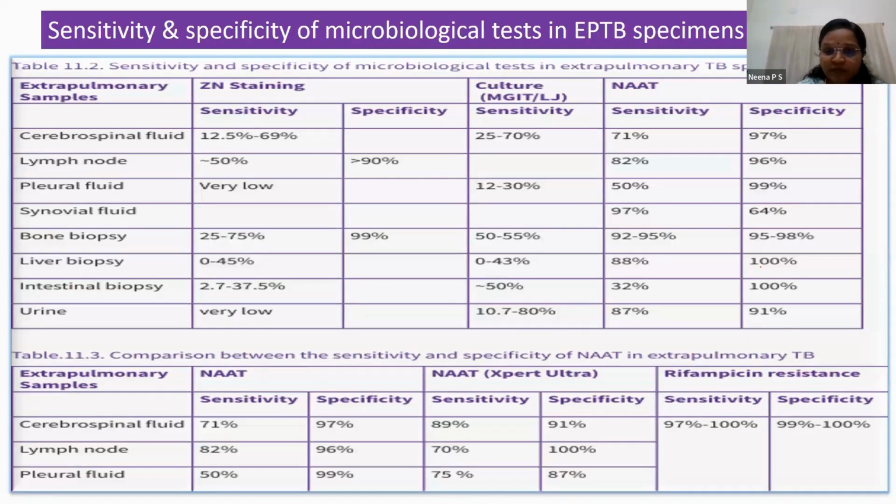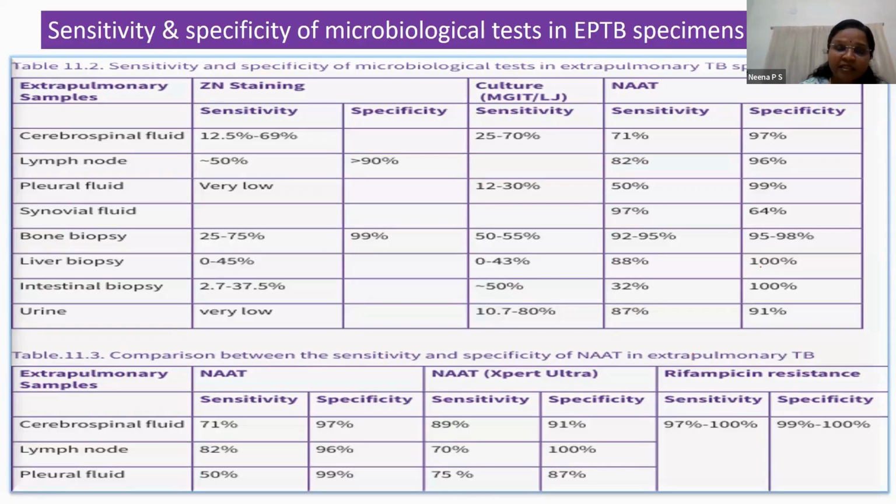Now, you should also be very careful while interpreting the test results of EPTB specimens, because the sensitivity and specificity of the various tests are different. You can see that for CSF, the sensitivity of the smear examination is only 12.5%. But the NAT sensitivity is a bit higher, around 71%. Specificity is very good for almost all the specimens. We can also see that for the intestinal biopsy, if you take a colonoscopic biopsy, the NAT sensitivity is only 32%.